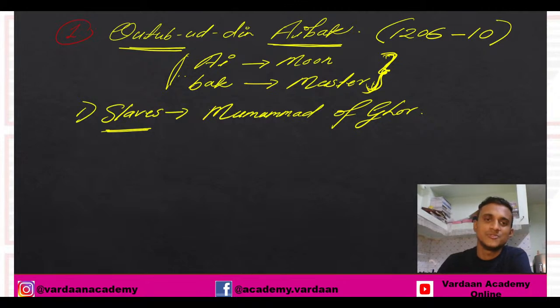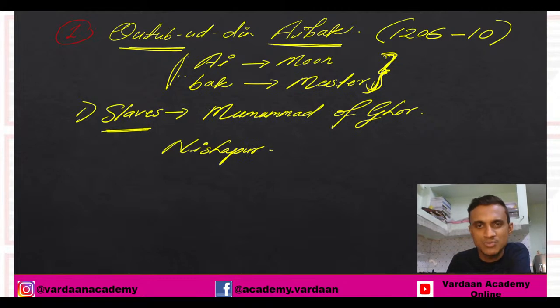Now it's very important to remember where he was sold. Because in the medieval times, slaves were sold in the market, just like you go to the market and purchase something. In the same way, horses and slaves were sold in the market. There is a very good market in the Afghanistan region, and the name of the market is Nishapur. So he was sold in the Nishapur market, and from here Muhammad of Ghor, that is Muhammad Ghori, purchased Qutub-Ud-Din Aibak.